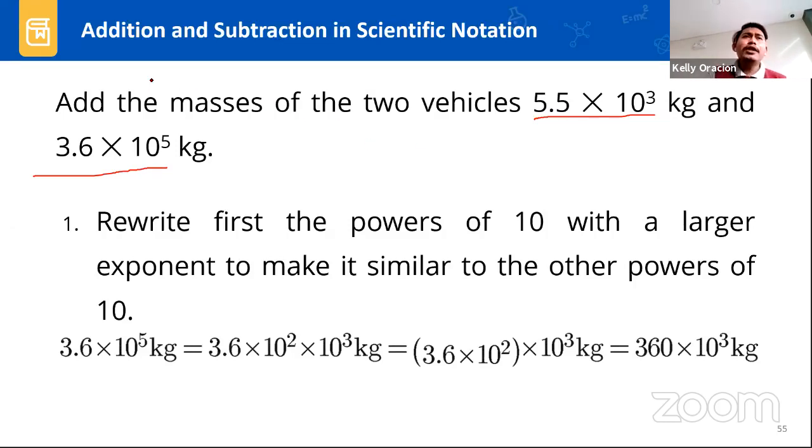So sir, paano yan isolve? Okay. So, let me explain. Uunahin ko muna yung pinaka-easy na way, kasi there are two ways in solving this one. So, unahin ko yung pinaka-madali.